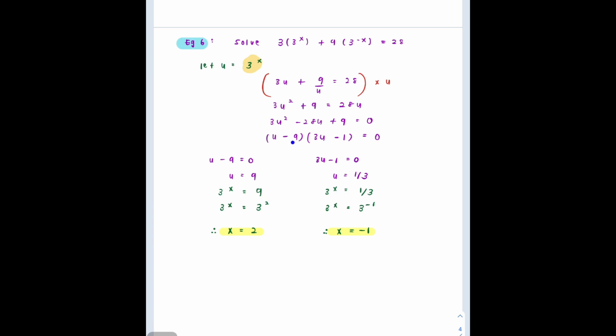And then solve for the first part. u is equal to 9. The second part is u is equal to 1 over 3. And then substitute back. 3 power of x is equivalent to 9. So 9 here you can write also in the form of 3 squared. So just compare the power. You have the same base here. So x is equivalent to 2. Same goes to the second part. 1/3 you can write in the form of 3 power of -1. So since you have the same base, left side and right side, you can just compare the power. So x is equal to -1.